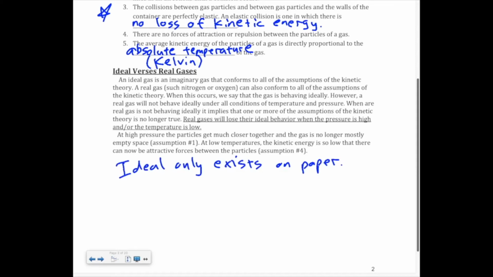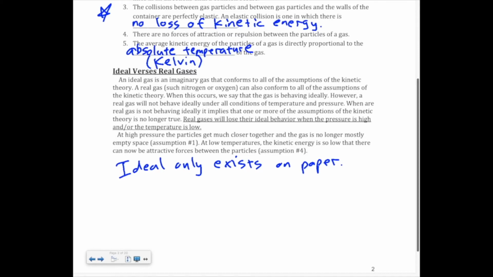Now the gases you're breathing right now are real gases. A real gas such as nitrogen or oxygen can conform to all the assumptions of kinetic theory. When this occurs, we say the gas is behaving ideally. However, a real gas will not behave ideally under all conditions of temperature and pressure. When a real gas is not behaving ideally, it implies that one or more of the assumptions of the kinetic theory is no longer true. Real gases will lose their ideal behavior when the pressure is high and the temperature is low.